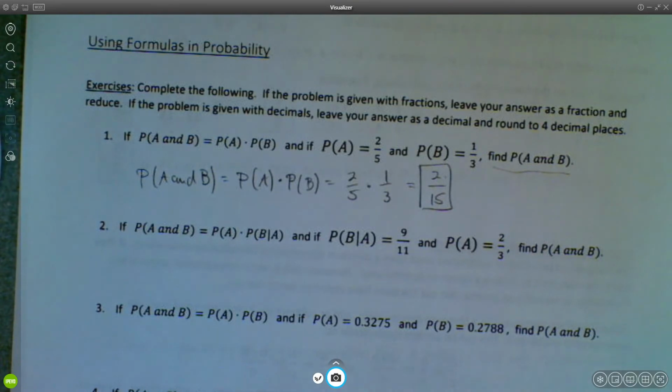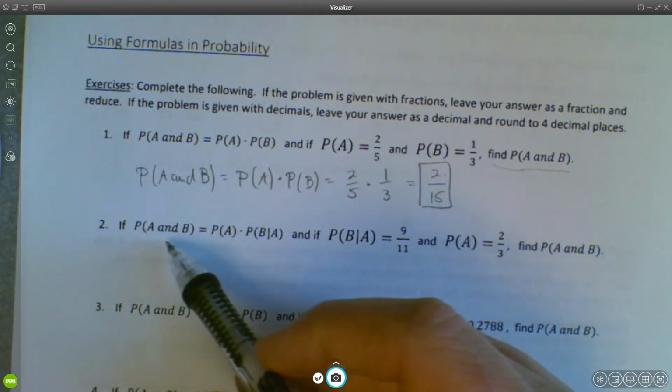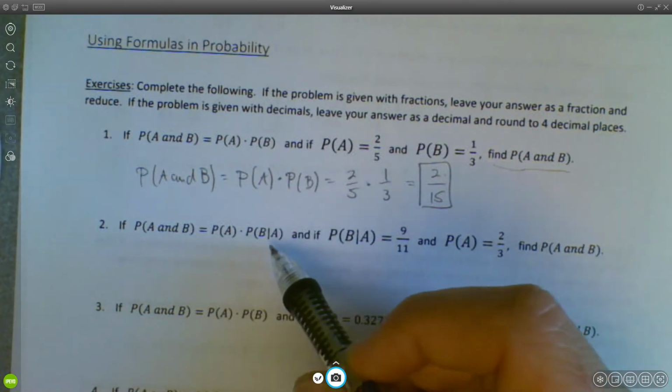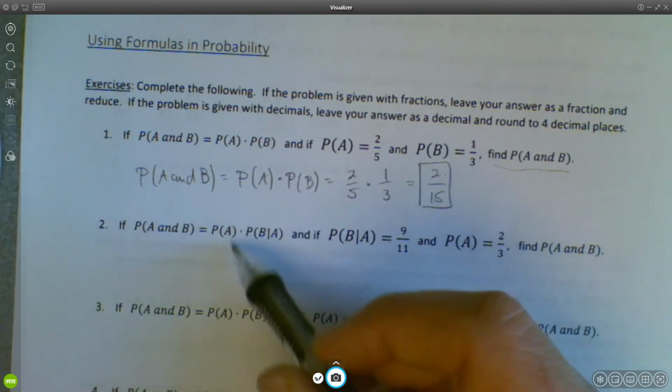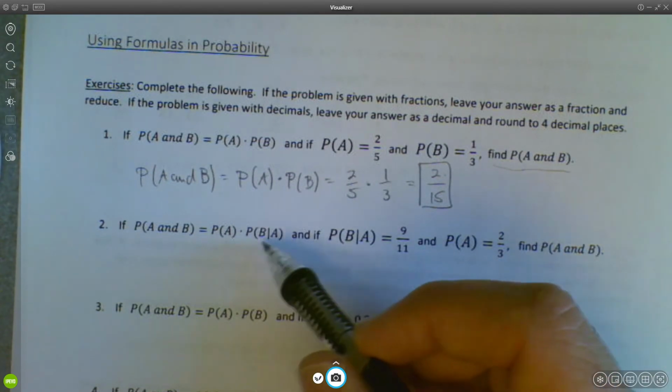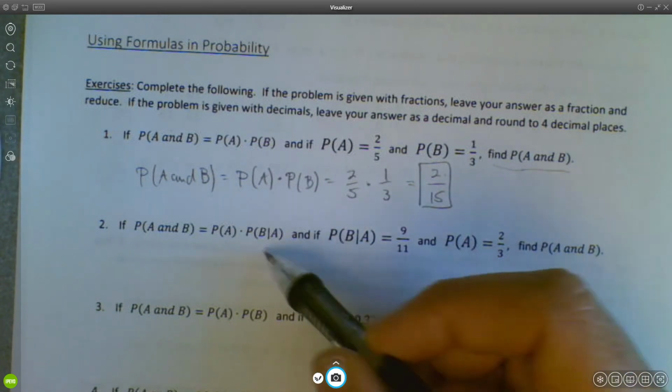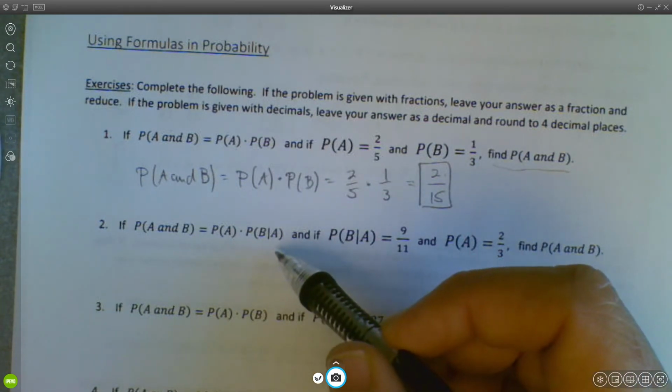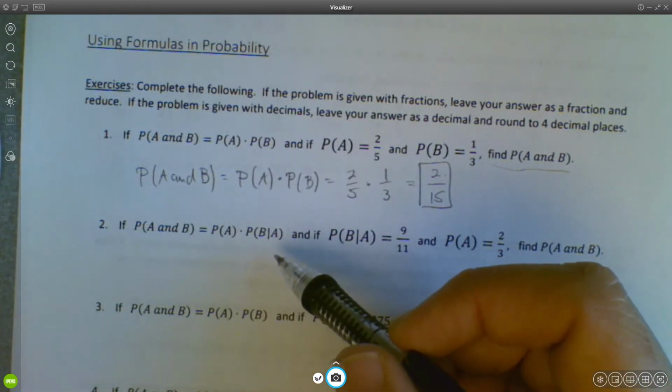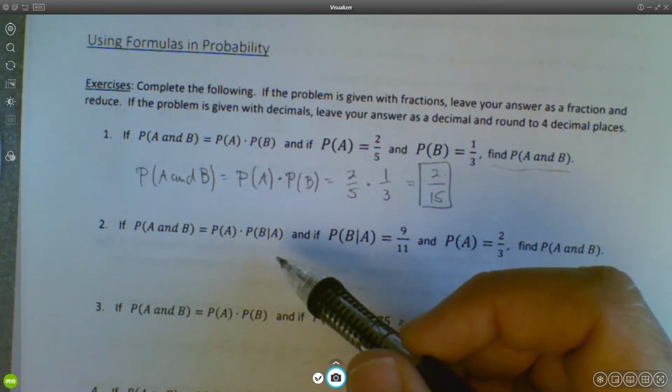Another formula for the probability of A and B is that probability of A and B is probability of A times probability of B given A. That's how we read that second little probability. Probability of B given A. Now, again, this is something we'll discuss in the stats course. For now, I just want you to focus on actually doing the multiplication, right?